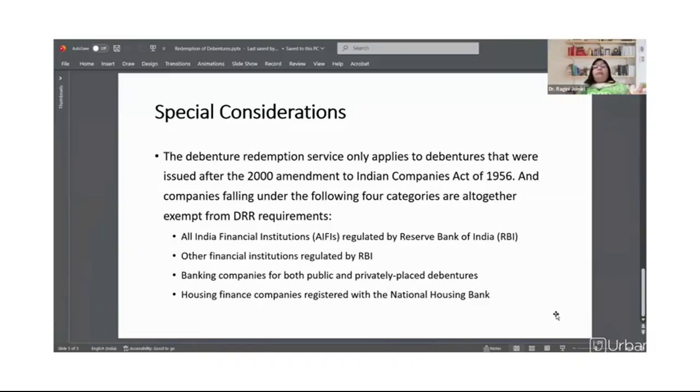Rest all other companies have to mandatorily create this DRR to protect the debenture holders' interest at the time of redemption. Right?